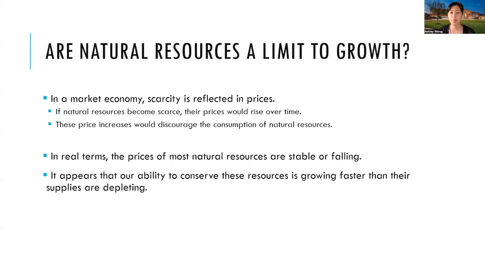Another key point here is that in a market economy, scarcity is reflected in prices, as we learned in chapter 3. So, what we would expect is that as a natural resource becomes scarce, the price of that resource would increase over time. And as those prices increase, this would discourage the consumption of that specific resource. So this can act as some sort of natural mechanism to discourage the use of that resource if it's becoming too scarce.